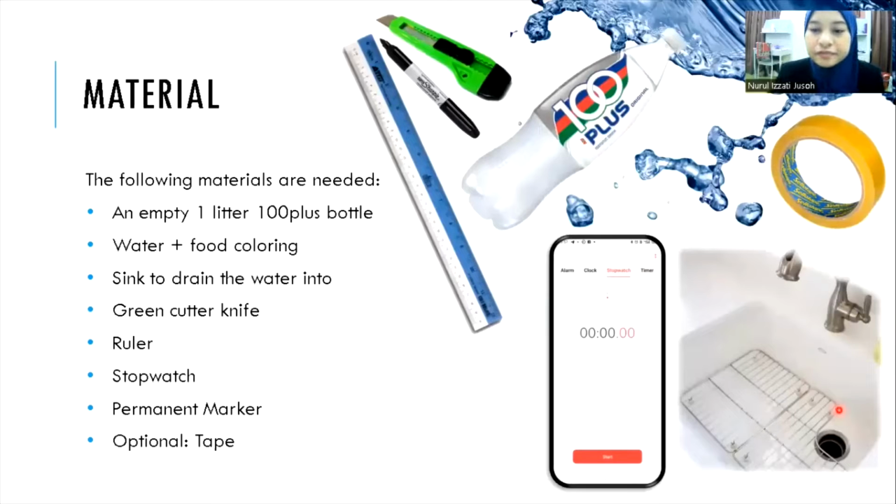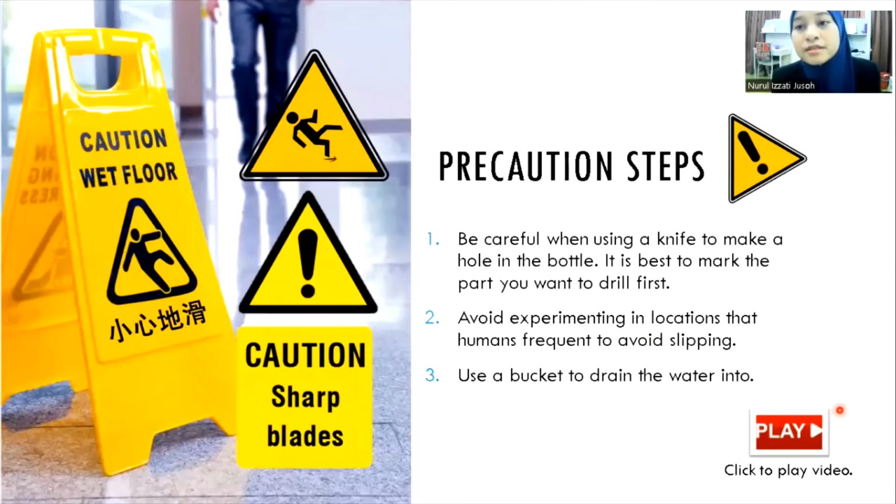Here are the precaution steps. Please be careful when using a knife to make a hole in the bottle. It is best to mark the part that you want to drill first. Avoid experimenting in a location that people frequent, to avoid slipping. Use a bucket to drain the water into if you don't have a sink. So let's play the video about the precaution steps.